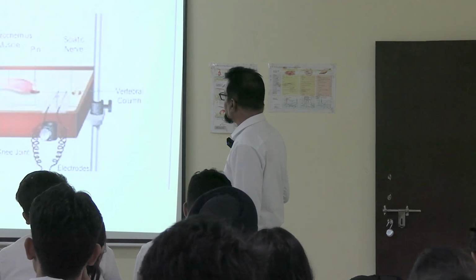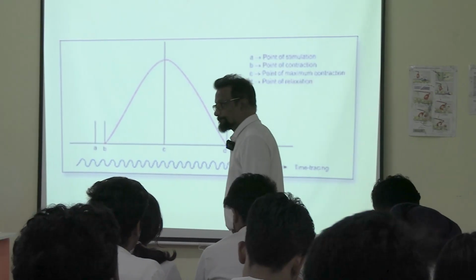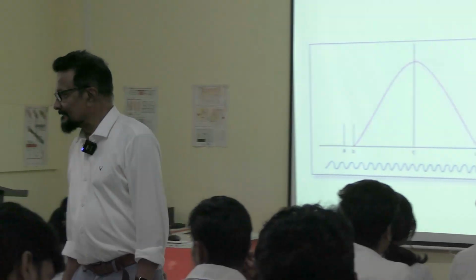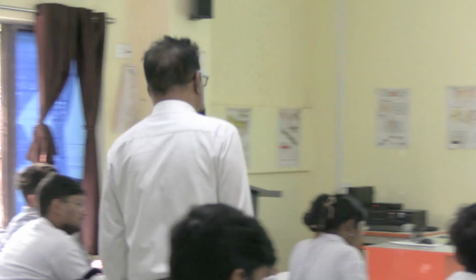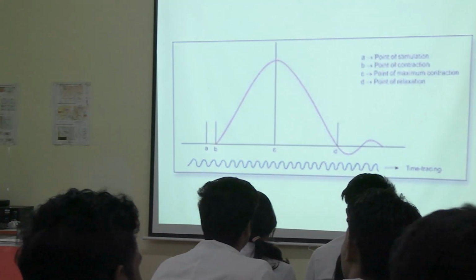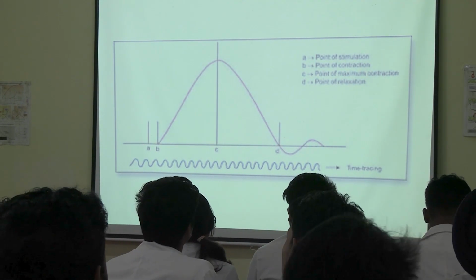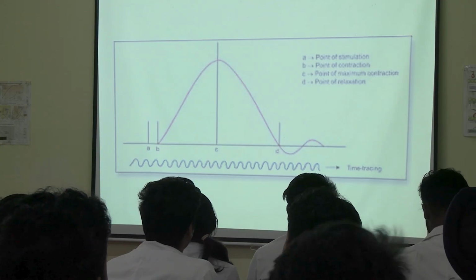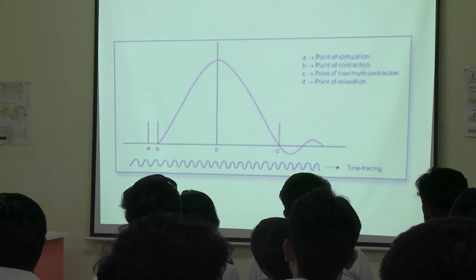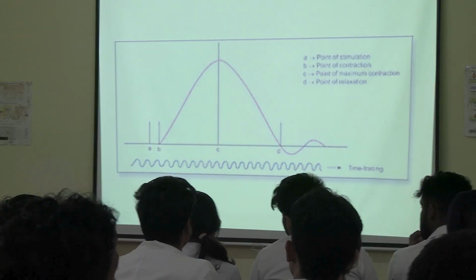Right, okay, fine. Now suppose this is the twitch you got. Now you have to make a table and write the result. First, you have to write A to B. What is A? A is the point of stimulation. B is the point of maximum contraction, and C is the point of relaxation. Now, how many periods are there? Three periods: one is the latent period, one is the contraction period, and one is the relaxation period.